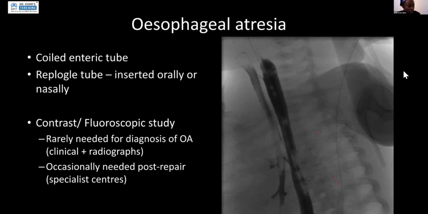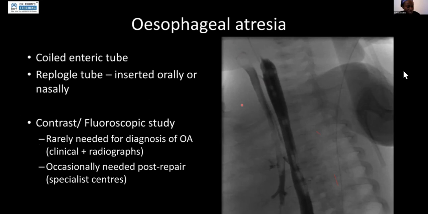This image actually shows a fistula. I don't know why my pointer keeps coming off. So you can see here, this is your connection between your esophagus and your trachea, this little tiny bit of contrast that's extending between the two of them. And this is kind of the subtle thing we're looking for when trying to diagnose the H-type fistulas.